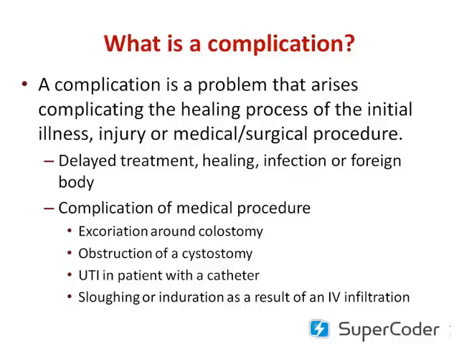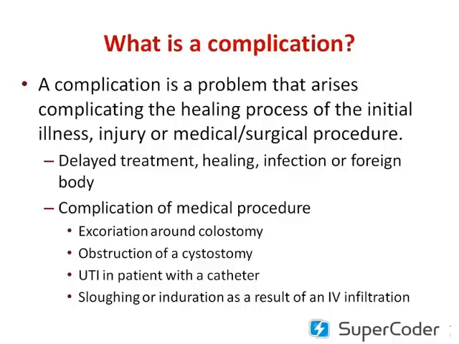For example, excoriation around a colostomy, which would be coded 569.61. We could also have obstruction of a cystostomy, which is 596.82. We can have a UTI in a patient with a catheter, although to use this code, the physician must determine that the infection was actually related to the catheter. That coding would be 996.64 for a UTI associated with a catheter, and then you'd have an additional code to describe the UTI, 599.0.